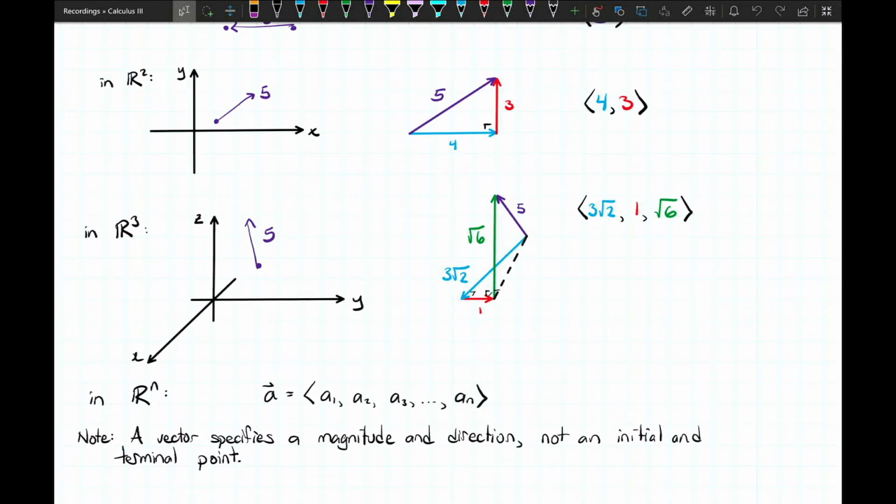Now, if we go back to this previous example here, you can see that, of course, in R2, I have this example where I have 3 squared plus 4 squared equals 5 squared. That gives us a length of 5. And this other example in R3, 3 root 2 squared plus 1 squared plus root 6 squared equals 25. And by square rooting that, we get 5.